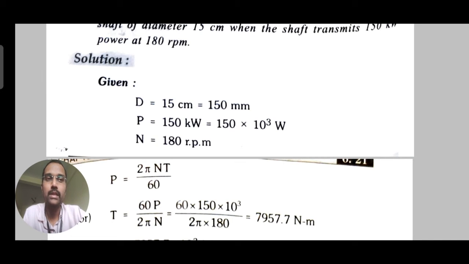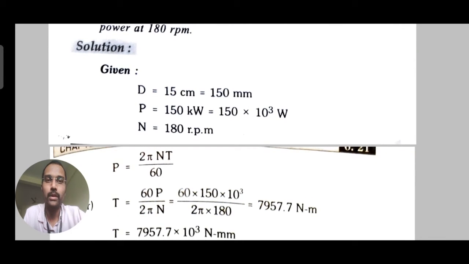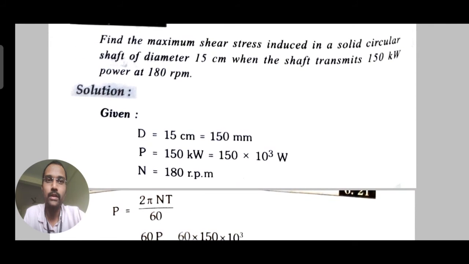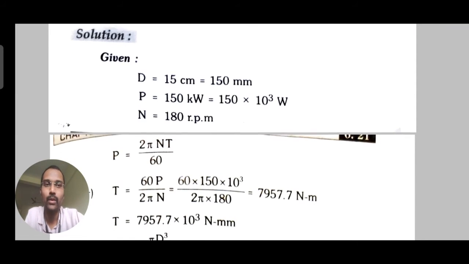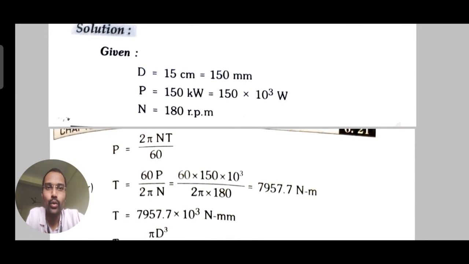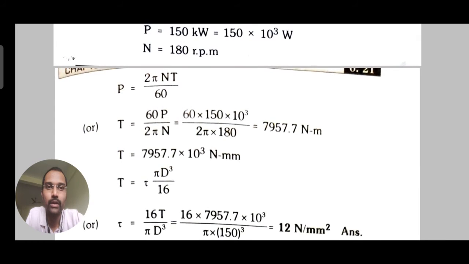Tau is related to the torque formula, where torque T equals tau into pi d cube by 16, since it is a solid shaft. From that we can find tau. We don't know the torque, so torque can be found from the power formula, same as the earlier procedure, P equals 2 pi N T by 60. Finally, torque can be found by substituting all the values.